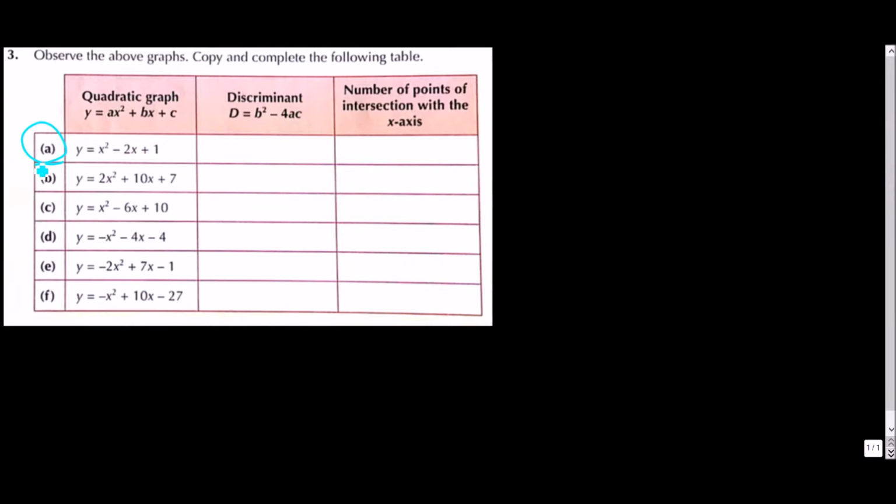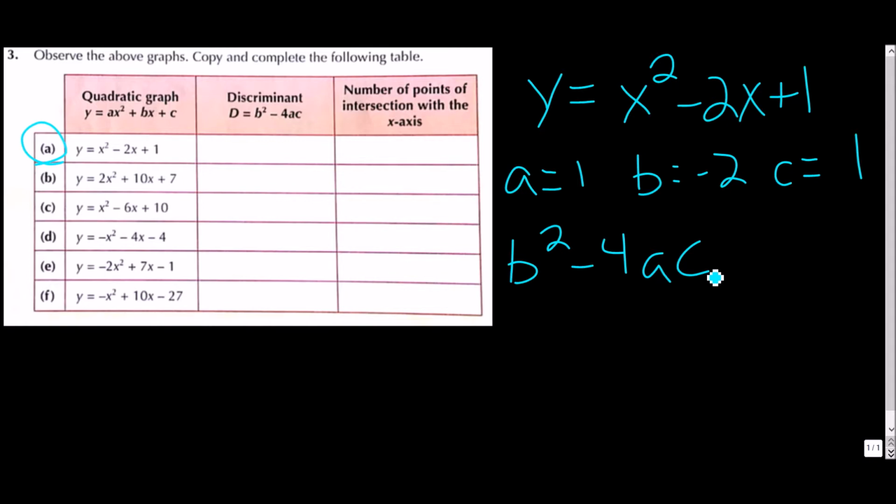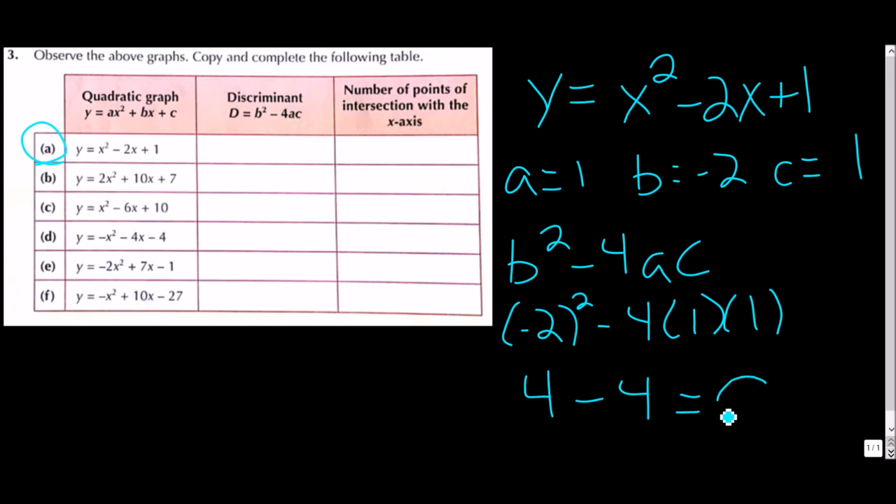So the first thing to do is the discriminant. We identify that we've got x squared minus 2x plus 1. So we know A is going to be 1, B is negative 2, and C is 1. So our discriminant, which is b squared minus 4ac, is going to be equal to negative 2 squared minus 4 times 1 times 1. So this is 4 minus 4, which makes 0. So we've got our discriminant being 0.